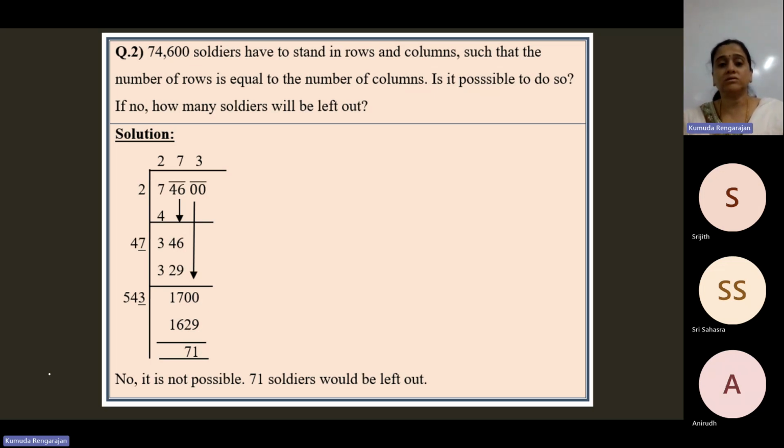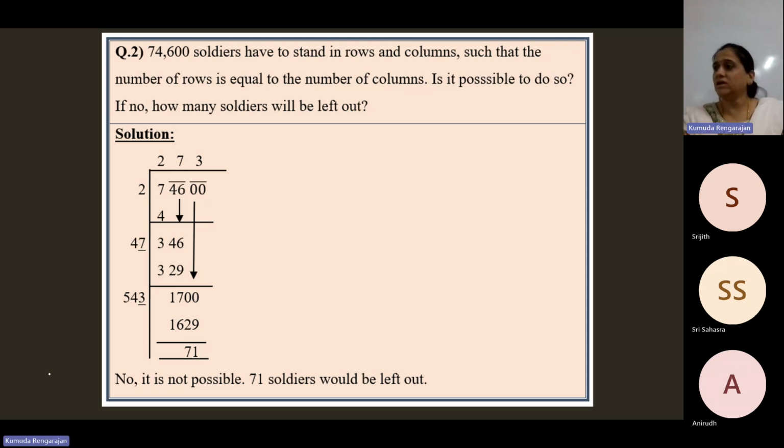Okay. So the two questions. Is it possible to do so? No. That yes, no answer you can do only after performing the long division. Why do you say no? Because you're not getting zero remainder. If the remainder is zero, yes, it is possible to do so. No, the remainder is not zero. So it's not possible to arrange 74,600 soldiers in the form of a square.